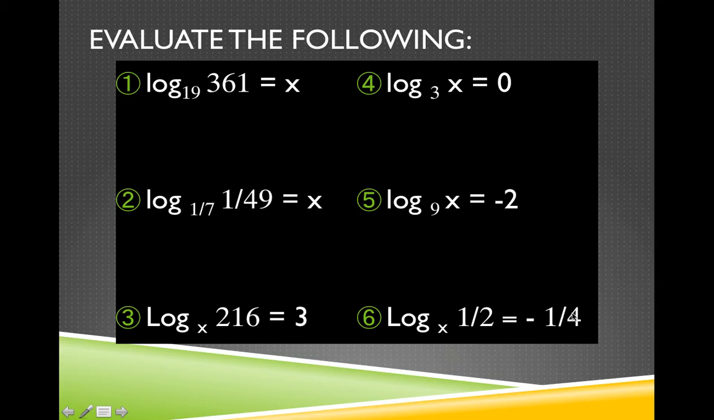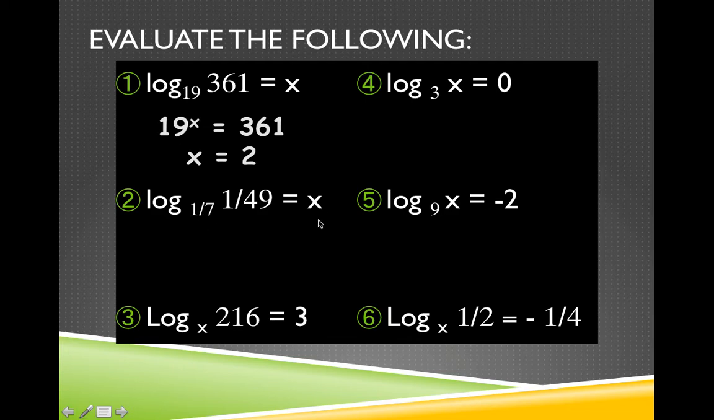X to the negative 1/4 equals 1/2. I left that one off, I apologize. All right, so let's look at each of these. 19 to the x equals 361. Hopefully you will know that the next thing you have to do is get your bases the same here. 19 squared is 361. Then I can set the exponents equal to each other, so x is equal to 2.